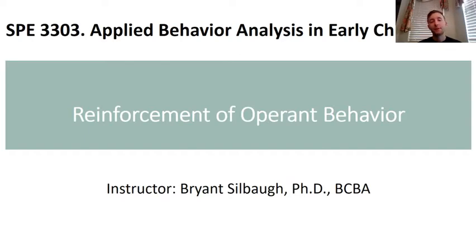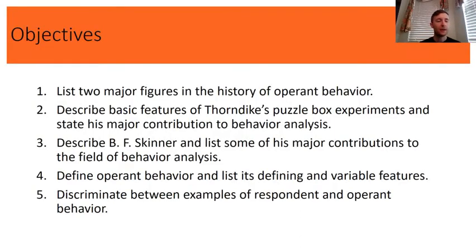Operant behavior is behavior affected by consequences, and consequences have two general functions, what we call reinforcement or punishment. If a consequence increases the future probability that a response will occur under similar circumstances, we call the consequence a reinforcer. If a consequence for a behavior decreases the future probability that behavior will occur under similar circumstances, we call that consequence a punisher. In this unit, we're going to focus only on reinforcement. In the next unit, we're going to cover punishment. So let's begin with our objectives.